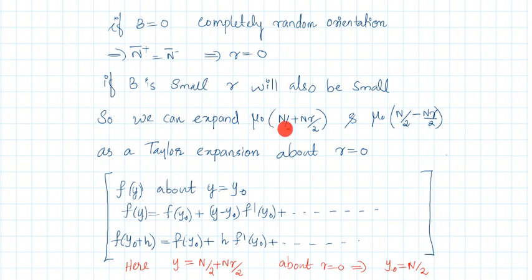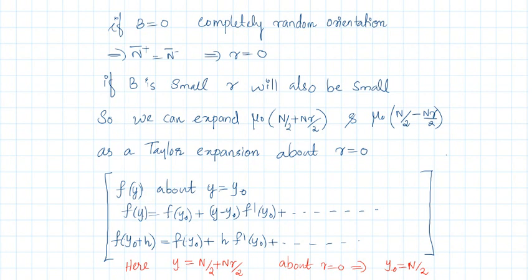Since b is very small, r will be small. So we can expand mu 0 of n by 2 plus nr by 2 and mu 0 of n by 2 minus nr by 2 as a Taylor expansion about r equal to 0. What is Taylor expansion? If you are considering the Taylor expansion of f of y about y equal to y0, it is f of y equal to f of y naught plus (y minus y naught) f prime y naught plus etc. If you write y is equal to y naught plus h, you can write it as f of y naught plus h into f prime y naught plus etc.